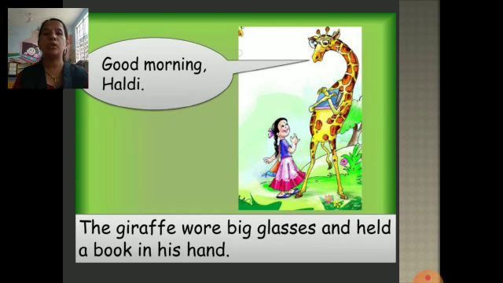And the giraffe could speak. And the giraffe said, "Good morning, Haldi." The giraffe wore big glasses and held a book in his hand. So, what was special about this giraffe? The giraffe was wearing big glasses and was holding a book in his hand.